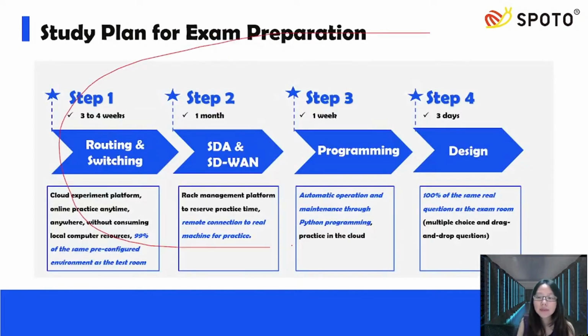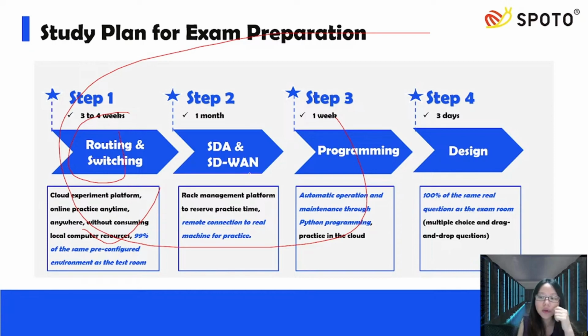This is our study plan for everyone to pass the CCIE lab exam at one time. You need to learn routing and switching for about 3 or 4 weeks, and one month for the SDN. You can practice routing and switching on SPOTO racks. No need to consume your local computer, practice anytime, anywhere. When you have completed it, we will help you verify your quality, and after confirming that you meet the latest standard, you will enter the SDN stage.